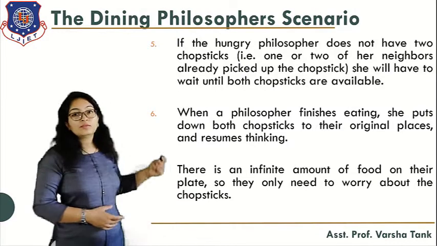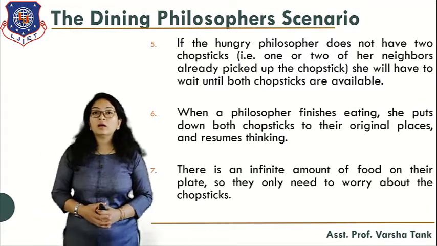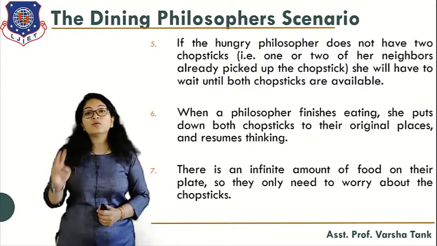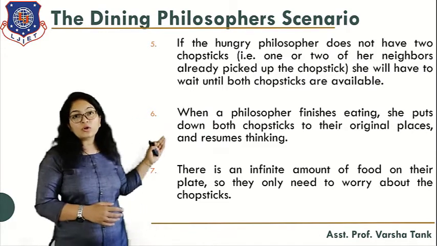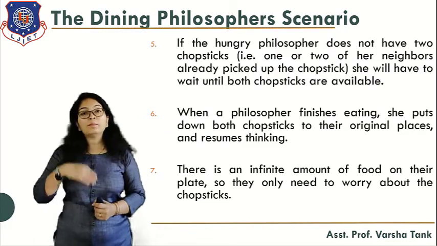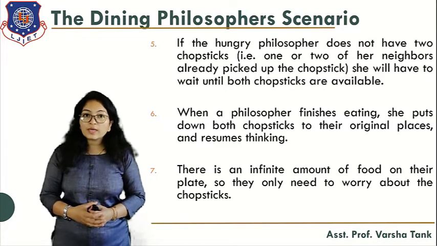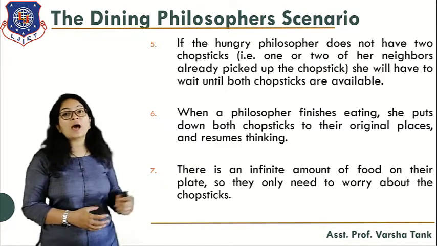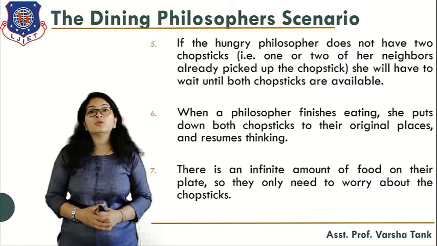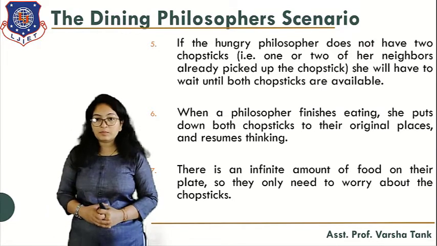Let's see. What is the fifth one? If the hungry philosopher does not have two chopsticks because one or both of her neighbors have already picked them up, what will happen? She will have to wait until both chopsticks are available.